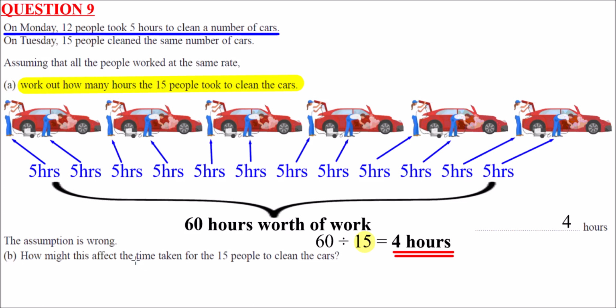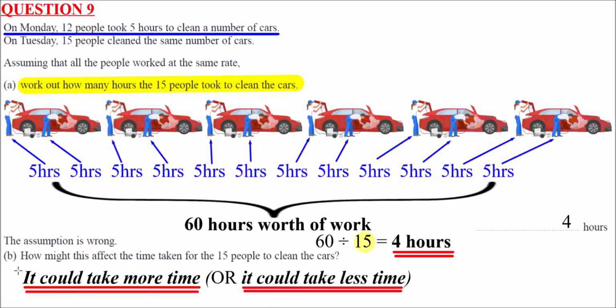So all we need to get to pick up the mark is something like this. Essentially, it could actually take them more time than 4 hours, or it could take them less. For example, if these 15 people are trainees, it might take them less. So part B, you can always put anything for an answer, really. It just seems like a bizarre part B to me, but hey, what do I know?